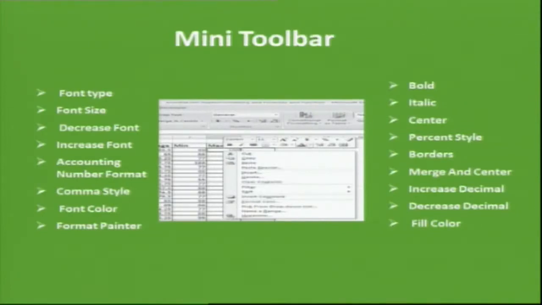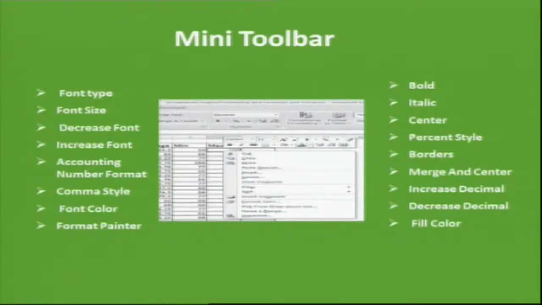You can click the format cells option, then you will be able to do the changes for font type, font size. You can increase the font, you can decrease the font, then you can do tasks like accounting number format, comma style, font color, format painter, bold, italic, center, percent style, borders, merge and center, increase decimal, decrease decimal, fill color. So these options we can do by selecting the particular set of content and choosing the option format cells. So once we select format cells, it will give the options.